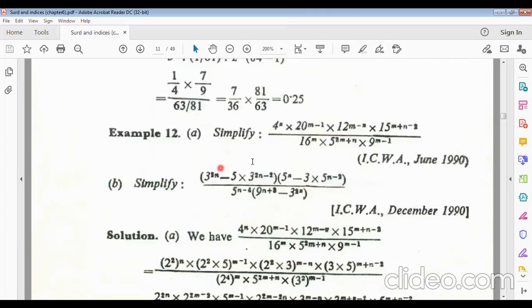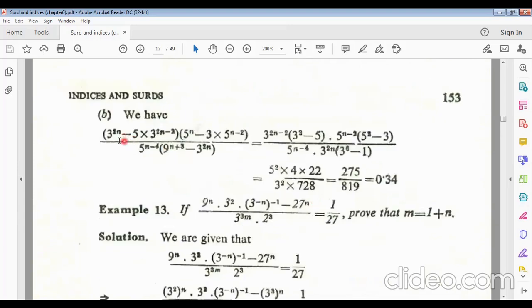Similarly, we can simplify the second part. This one: 3 to the power twice n minus 5 multiplied by 3 to the power twice n minus 2, 5 to the power n minus 3 into 5 to the power n minus 2, divided by 5 to the power n minus 4 into 9 to the power n plus 3 minus 3 to the power twice n.